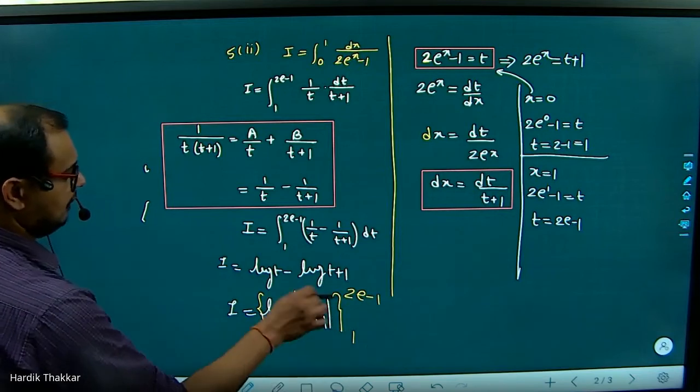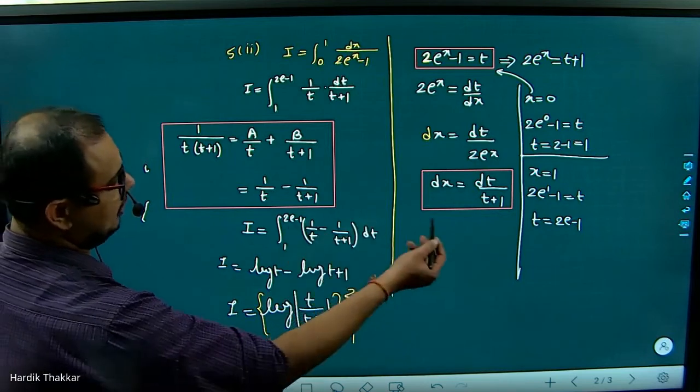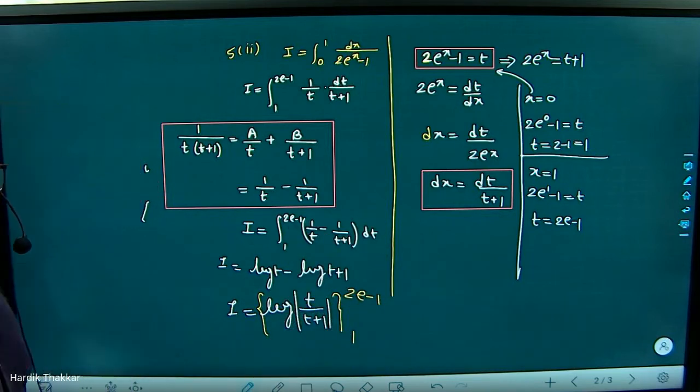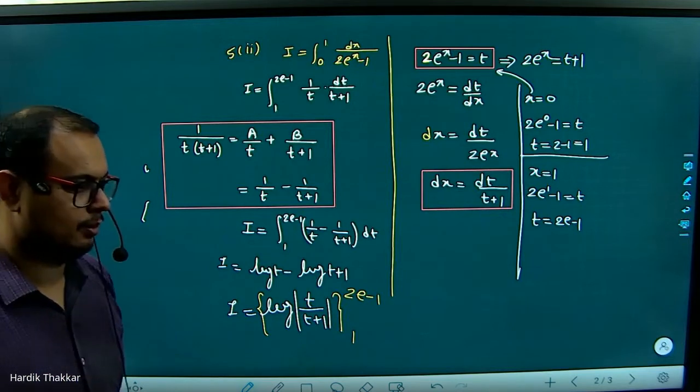If you are facing difficulty putting the limit in terms of e, then you can also put the value of t, and after that you can put the limits. Okay, is it clear? Yes, sir.